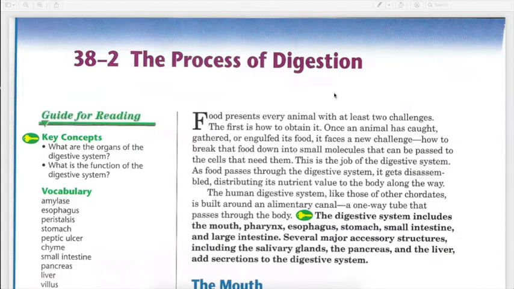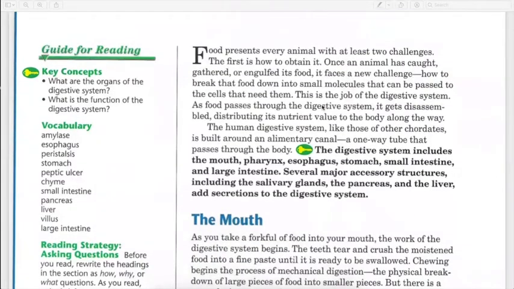Section 38-2, the process of digestion. Like always, if you are sick of hearing my voice, these PDFs will be available for you to read on your own in Google Classroom. But for now, let's read together.